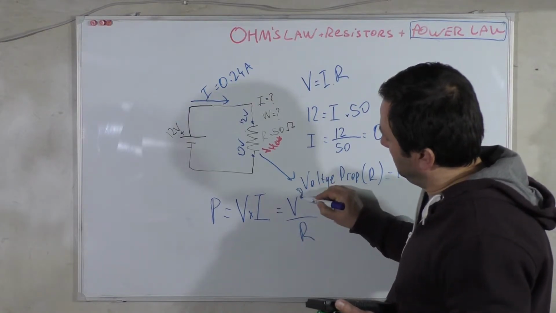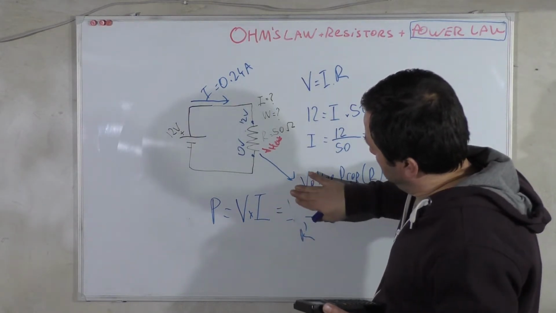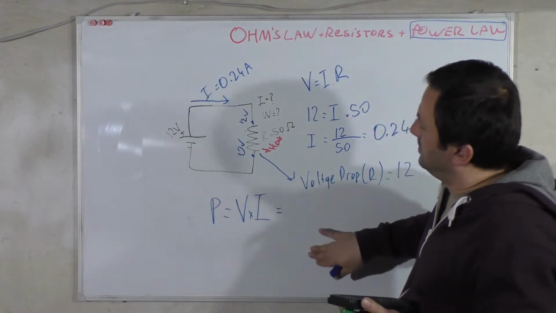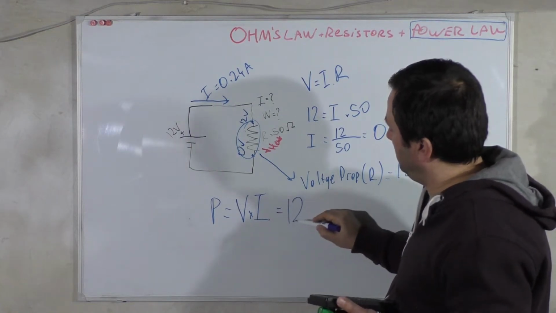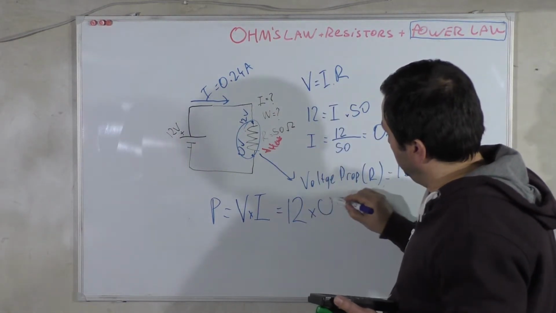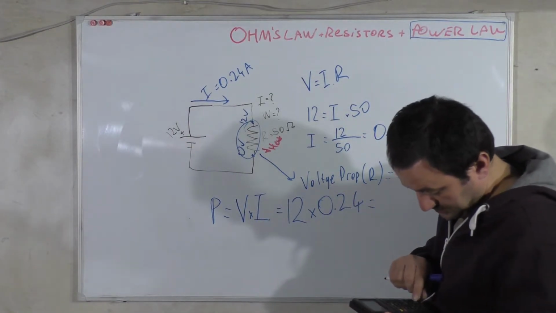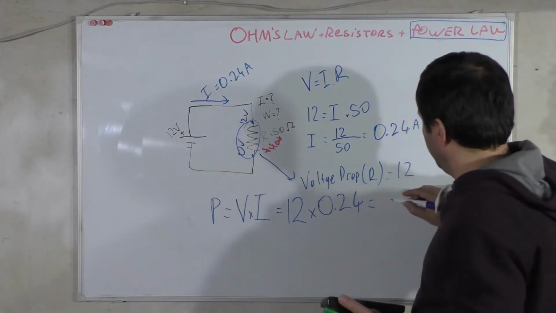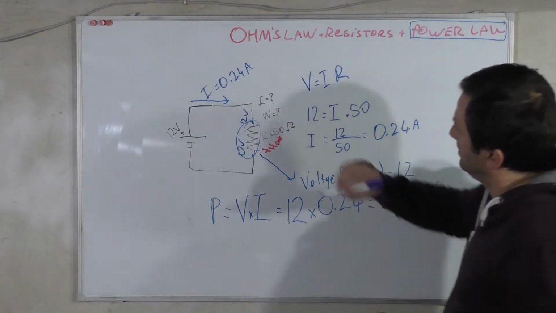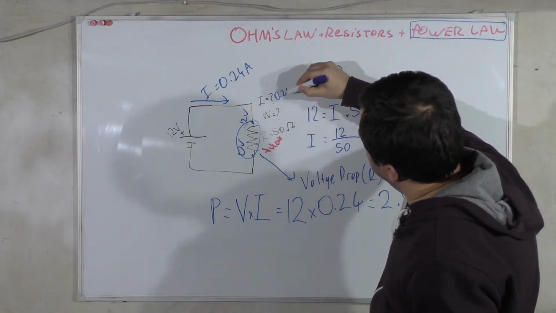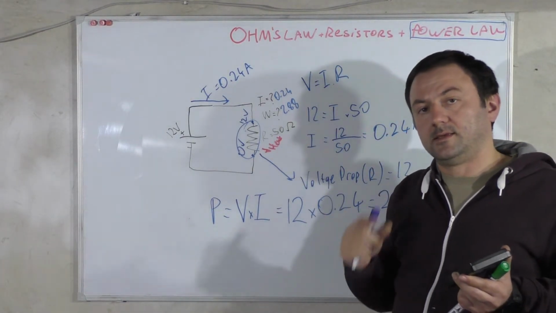You can derive it like that, so let us use that one. Our voltage drop in here is 12 volts multiplied by 0.24 amps, which is equal to 2.88 watts. So we know 2.88 watts.